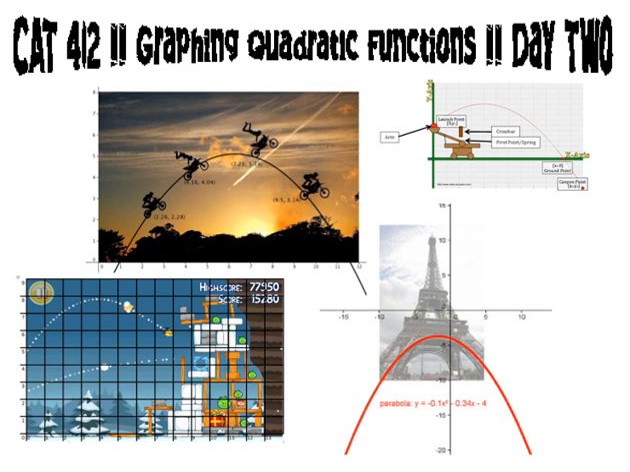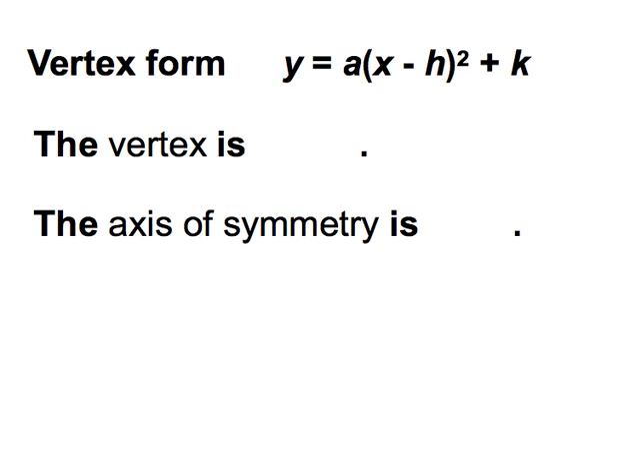This is a continuation of section 4.2, graphing quadratic functions. First of all, we have the vertex form, y equals a times x minus h squared plus k. The vertex is found at the point (h, k). Now notice in the equation, it says minus h inside the parentheses.